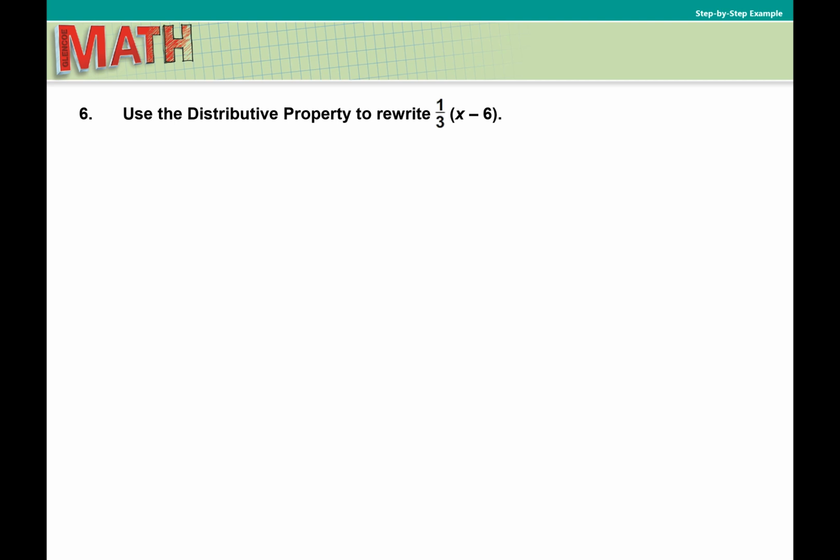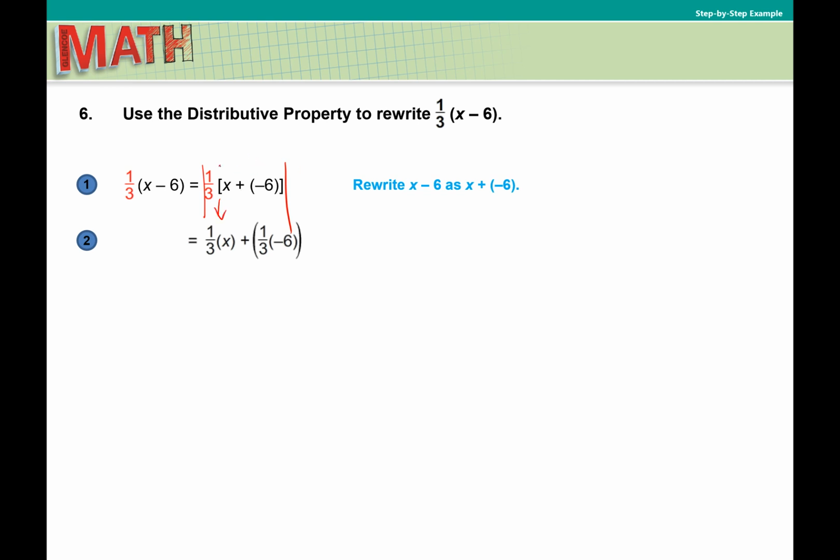Use the distributive property to rewrite 1/3 times x minus 6. So we're going to go ahead and change that problem from subtraction on the inside of the parentheses to addition of a negative. And so it's 1/3 times x plus negative 6. Then we use the distributive property: 1/3 x right here, and then 1/3 times negative 6, which is the same thing as negative 6 over 1. So then you multiply that straight across, and you get an answer of 1/3 x plus negative 2.